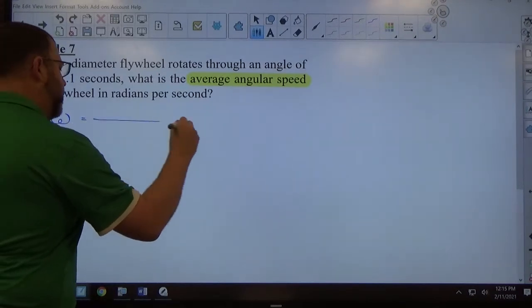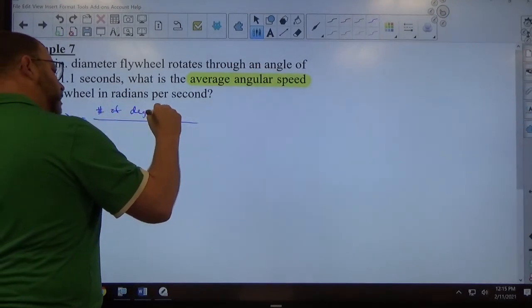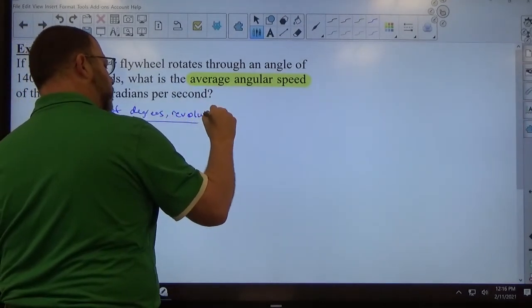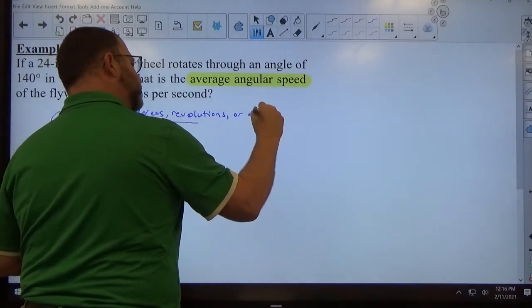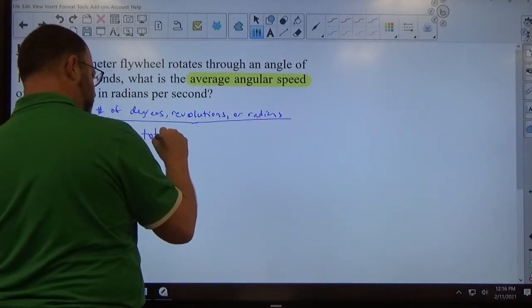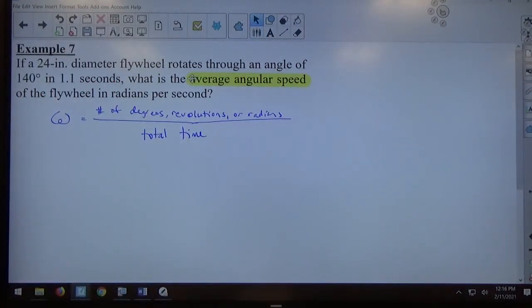The average angular speed equals the number of degrees, rotations, or revolutions, let's go revolutions, or radians over total time. So the top number is either going to be degrees, radians, or revolutions, and the bottom number will be how long it took. And they should feed you that information. And just like the average linear speed, you're going to get a unit on your answer that may or may not match the unit they're looking for. We might have to do some unit conversion to make the unit they're looking for.